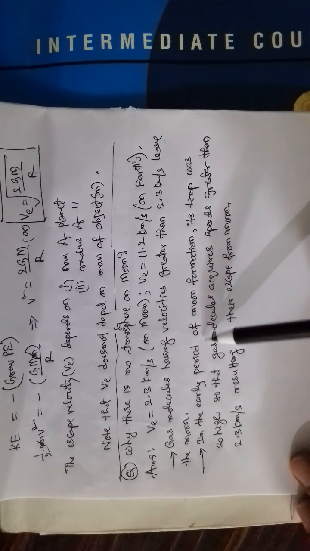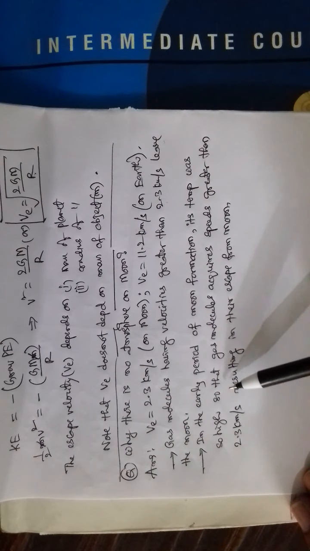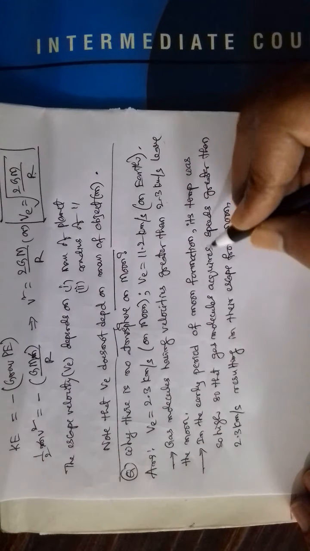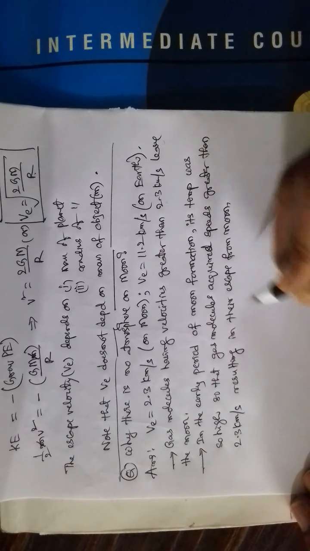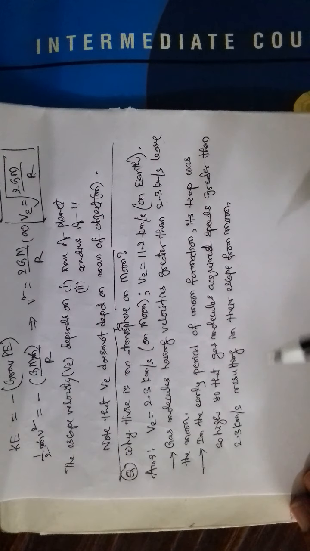In the early period of moon formation, its temperature was so high that the gas molecules acquired speeds greater than 2.3 km per second, resulting in their escape from the moon.